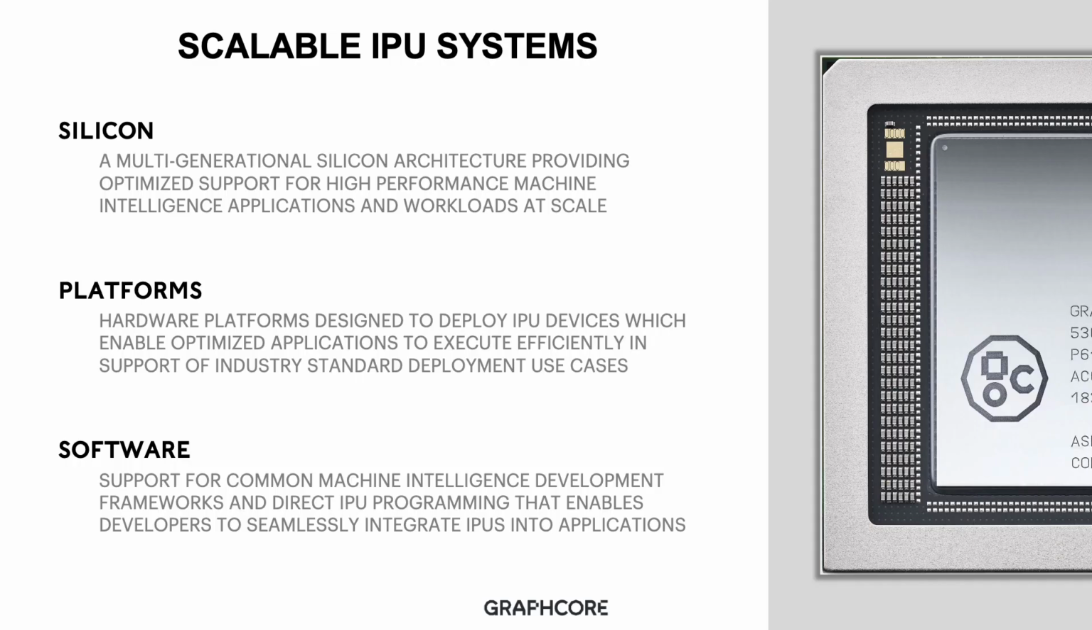What do we mean when we talk about scalable IPU systems? Our scalable IPU systems are built around three main GraphCore technology constructs: our silicon, our platforms, and our software. Our silicon is based around a multi-generational silicon architecture. This is designed to provide optimized support for high-performance machine intelligence applications and workloads at scale. Our first generation Mark I Colossus device is available today and available to use.